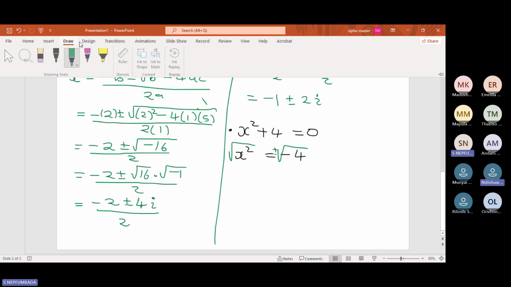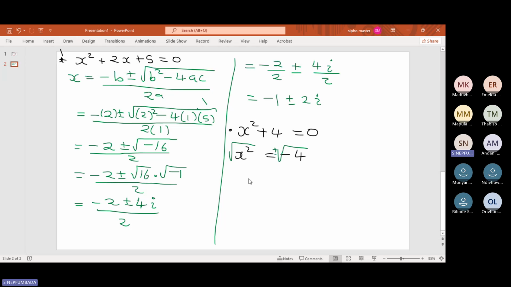It means now we're going to be left with x equals what? Plus or minus the square root of 4 multiplied by the square root of negative 1. And we know that indeed this is plus or minus 2. The square root of negative 1 is i. Then we're done. Do you copy?